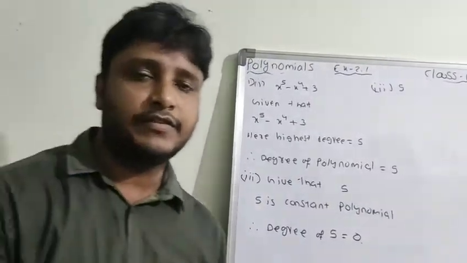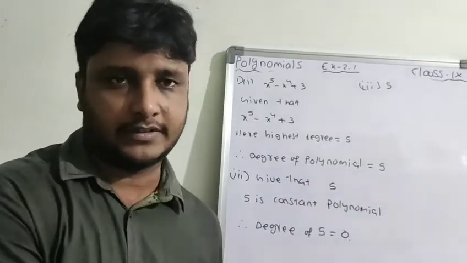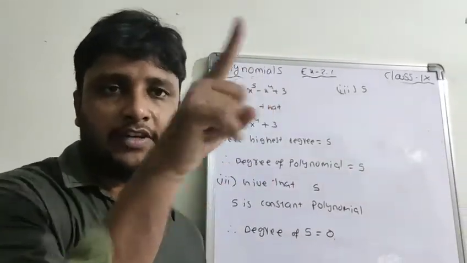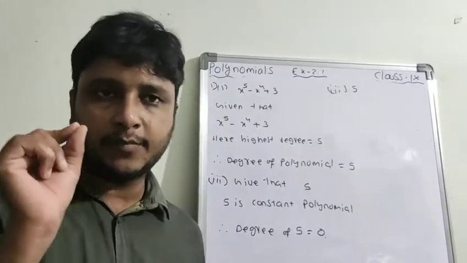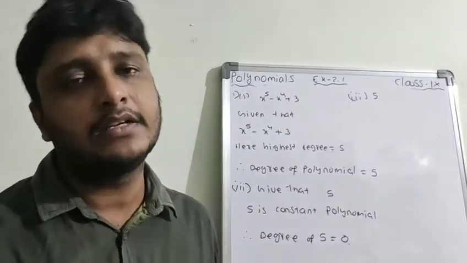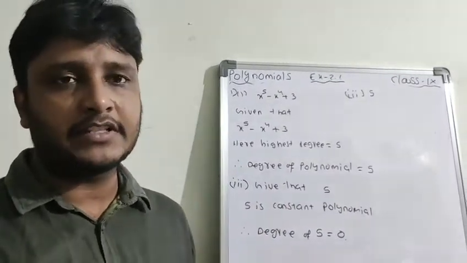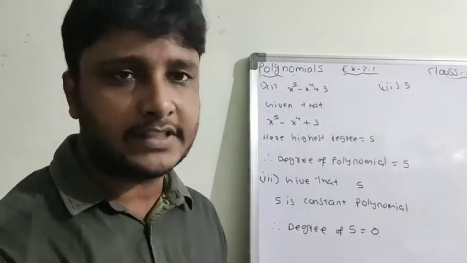And first, to verify whether the given expression is a polynomial or not, check once. How to check? Simple. Check whether the powers of the variables are non-negative integers or not. If it is a polynomial, then the highest power will be the degree of the polynomial. If there are no variables, they are called constants, and the degree of a constant is always 0.